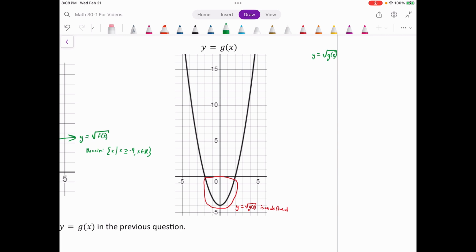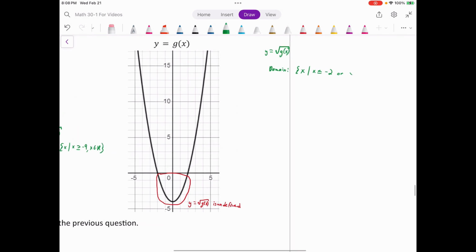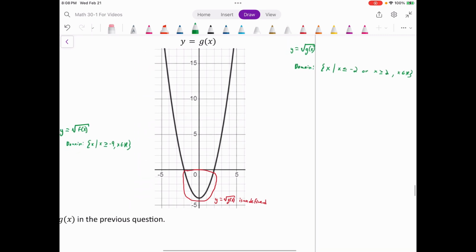We can kind of see already what's going to be the domain of root g of x. Well, it'll be the x's less than -2 and greater than +2, but not in between -2 and +2. Because there, g of x is negative, and you can't take the square root of a negative. So just for fun, didn't ask for the domain, but let's just say that. All values of x such that x is less than or equal to -2, or x is greater than or equal to 2. It can be equal to because you can take the square root of 0, but you just can't take the square root of a negative. Okay, anyway, let's get back to actually sketching the graph of the square root of this function.